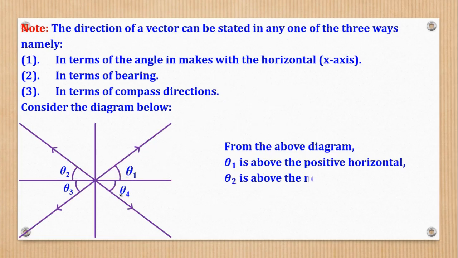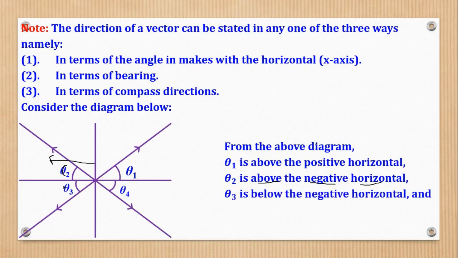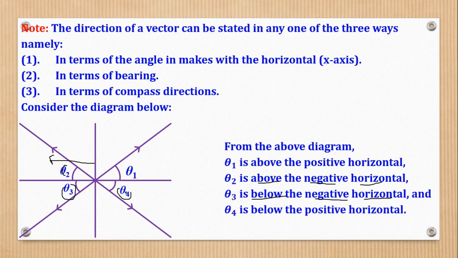What will happen to theta 2? Theta 2 is on the negative side. Therefore, it is still above the horizontal, so we shall say above the negative horizontal. What about theta 3? It is below the horizontal and also on the negative side, so we shall say below the negative horizontal. And lastly, theta 4 is below the horizontal and on the positive side, so we shall say below the positive horizontal.